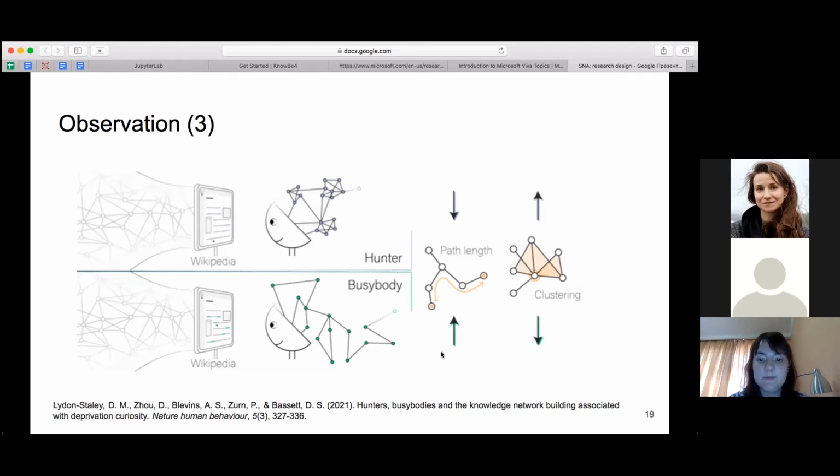In contrast, busybodies would be guys who are searching for different terms which are weakly connected to each other. For example, firstly, I decided to read something about computational social science, and then I saw Trump. I jumped to Trump, and then I saw that Trump is writing something about Twitter. I read something about Twitter and something like this. So we have these different strategies.